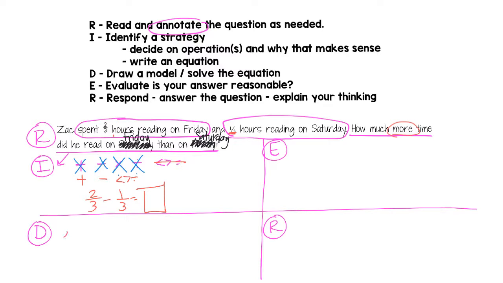You're going to write an equation, draw a model. I suggest a number bond, unless you really want to commit to a bar model. Then you're going to explain, why does that make sense? Does it make sense that we would subtract because we're trying to figure out the difference? Please use the word difference in your response. Pause the video and write your evaluation of, is your answer reasonable?